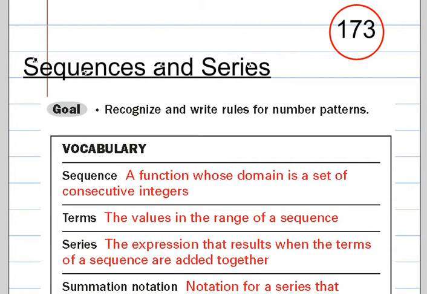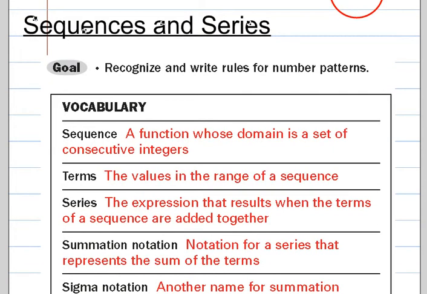All right, class, today we're going to start our new unit on sequences and series, and we did a little bit of it in class today. A sequence is a function whose domain is a set of consecutive integers, and the terms are the values in the range of the sequence. And what we didn't work on is the concept of series, and the series is the expression that results when the terms of a sequence are added together.